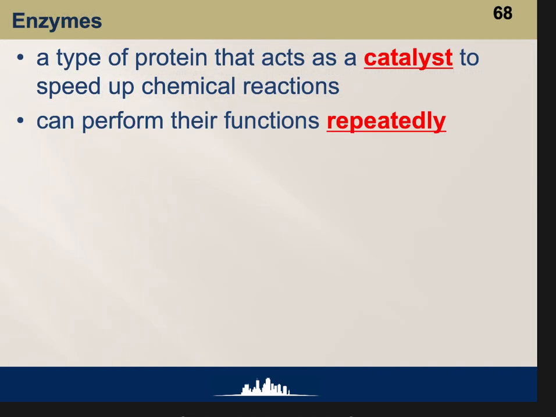And then enzymes. Enzymes are a type of protein, and I will say this often: enzymes are proteins, but proteins are not enzymes. And we'll see that enzymes are a type of protein that acts as a catalyst to speed up reactions. And so they can help perform the functions repeatedly.